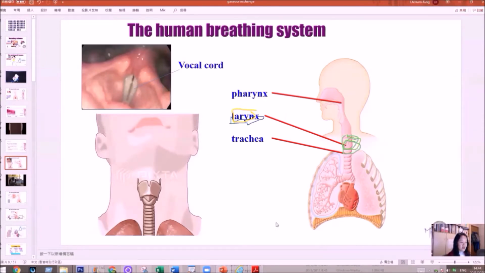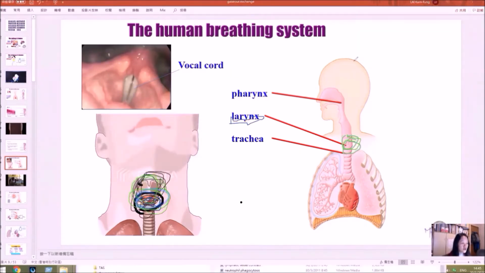In man, it is the Adam's apple. Should be the enlarged part. The enlarged box, the base of the enlarged box, we have the vocal cord. So we will look at a video about the production of sound here.